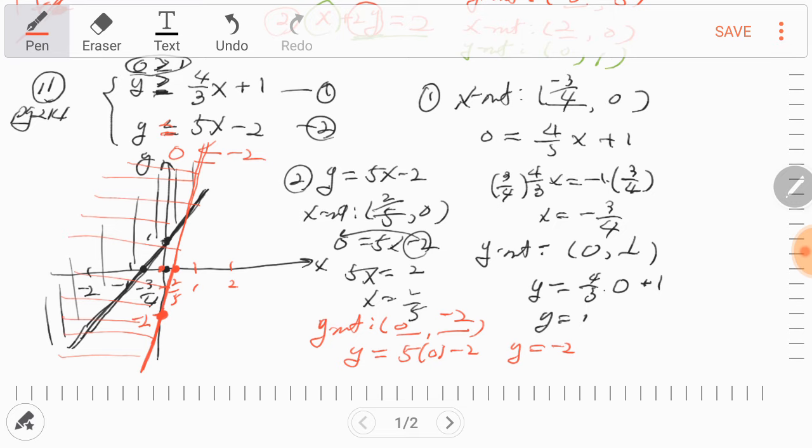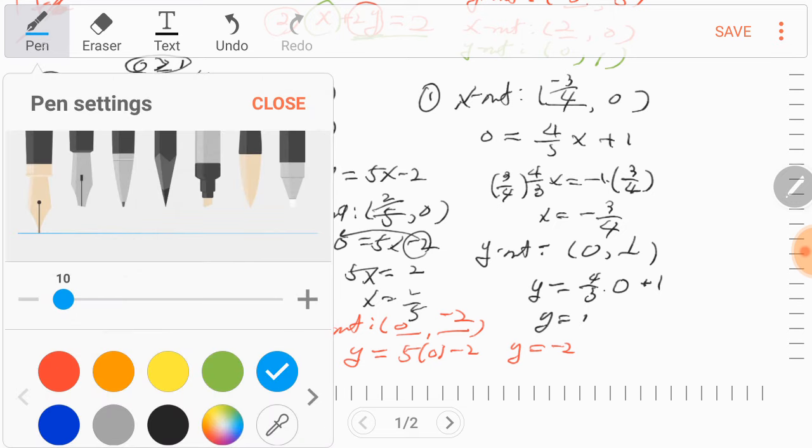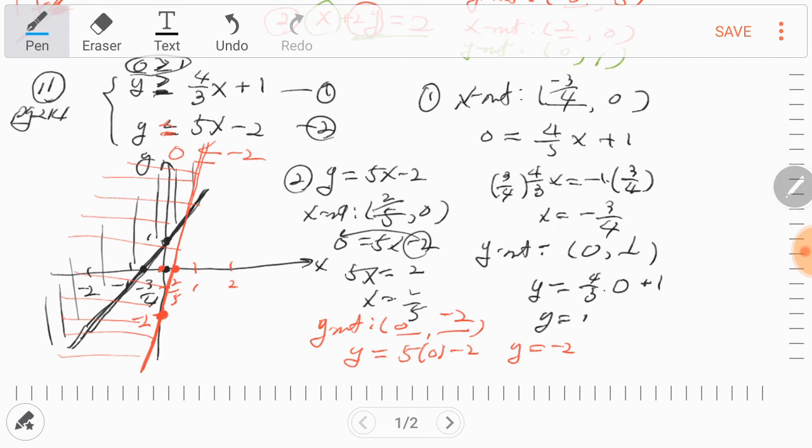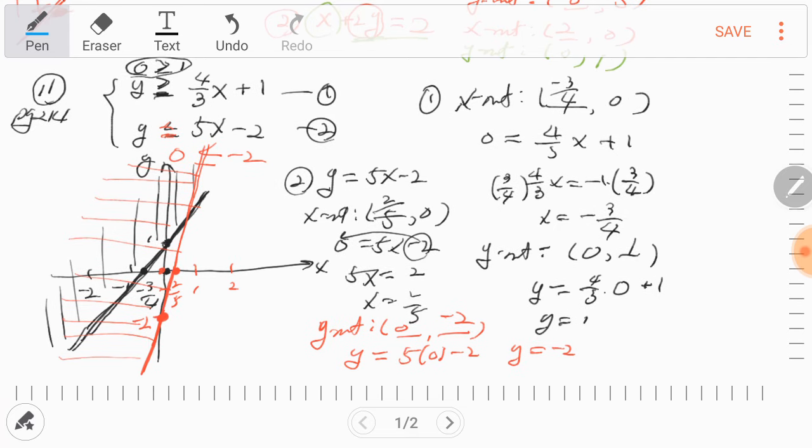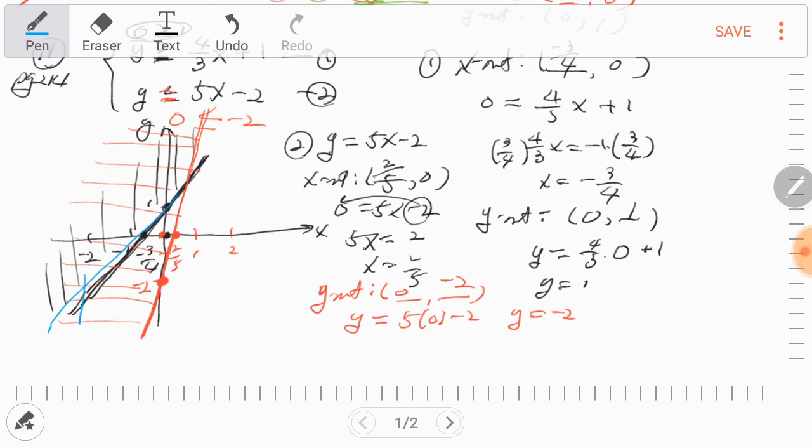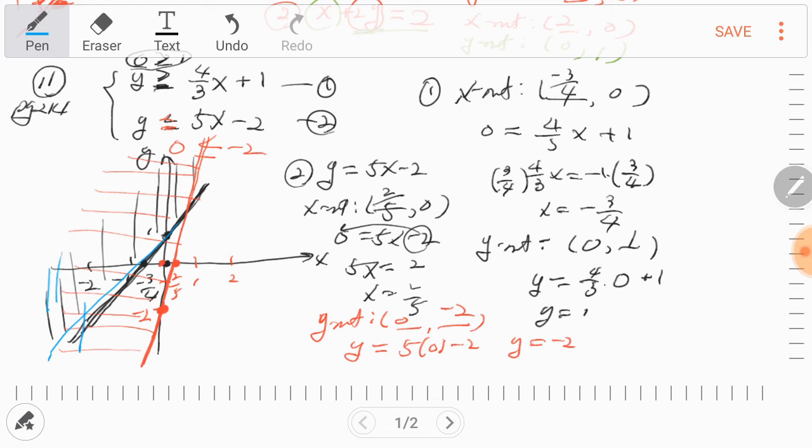Okay. Then the solution of the system of equations is the overlapped area. Let's find the overlapped area. The overlapped area is above the black line, and also above the red line. So this is the solution, and we need to include the line as well. So this is the solution of the system of inequalities.